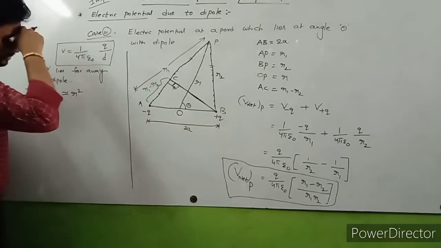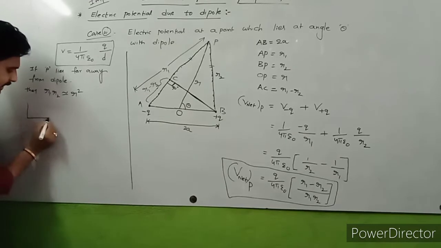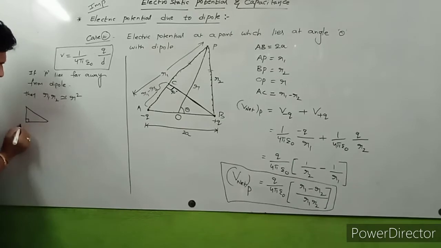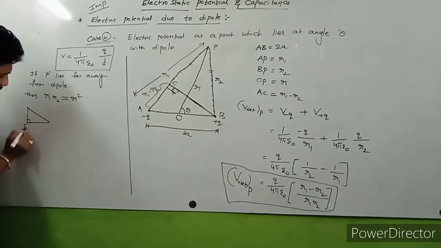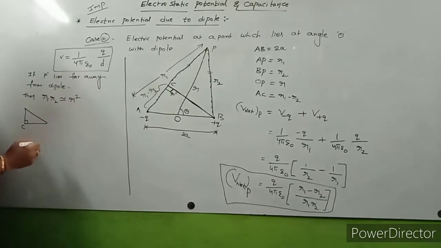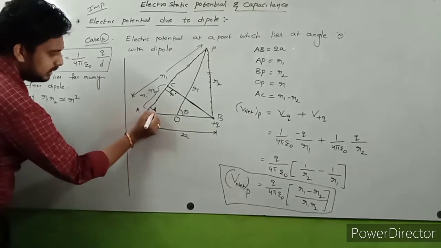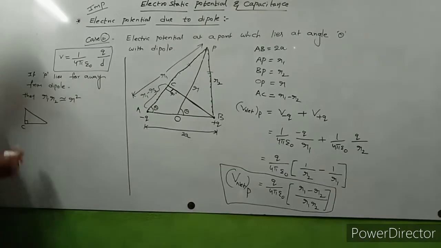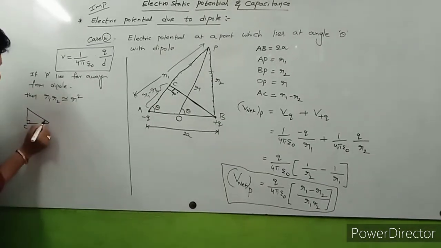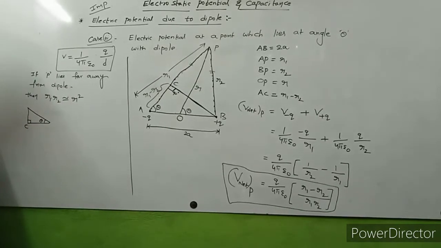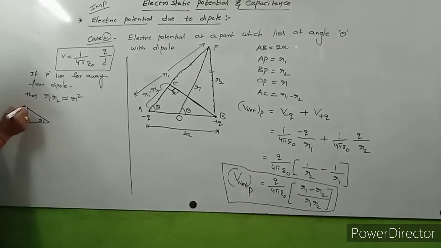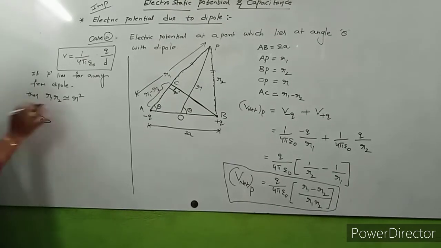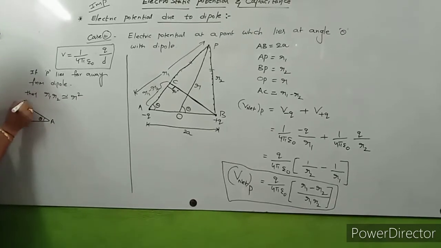From this diagram, consider the right angle triangle. At C, the angle is 90 degrees. Here the angle is theta, so here also the angle is theta. Considering nearer to C, here is the angle theta at A, and this is B.